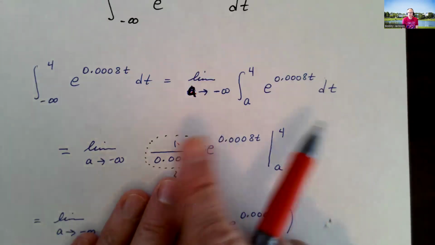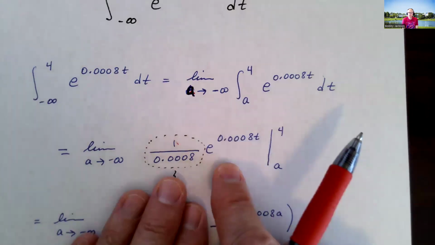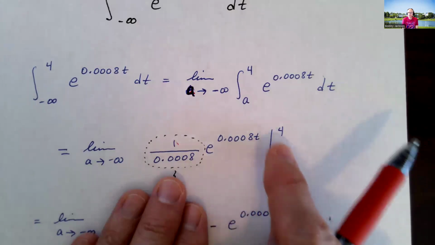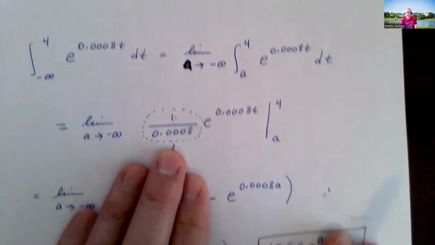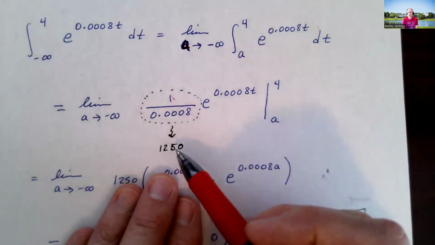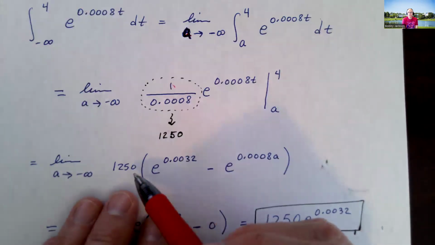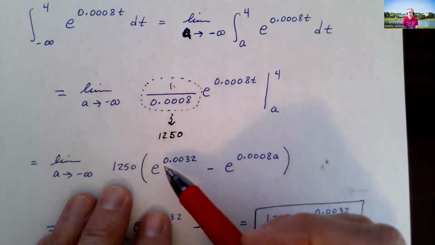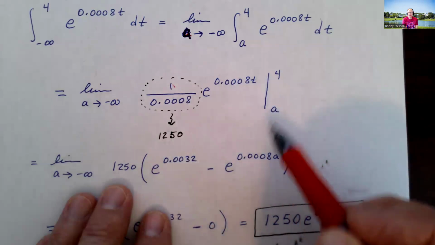I didn't do it formally. I just sort of did that in my head. I didn't even change the limits of integration, because I stayed with the variable t. We evaluated at 4 and at a, of course, and subtract. And then don't forget, I'm still taking the limit when it's all said and done. Now, if you use your calculator, that's 1,250, and factor that out. Plugging in 4 times 0.0008 gives this, minus, of course, plugging in a gives me this.